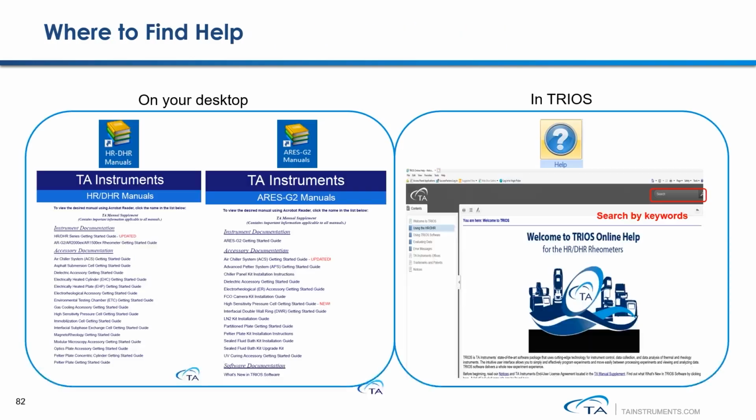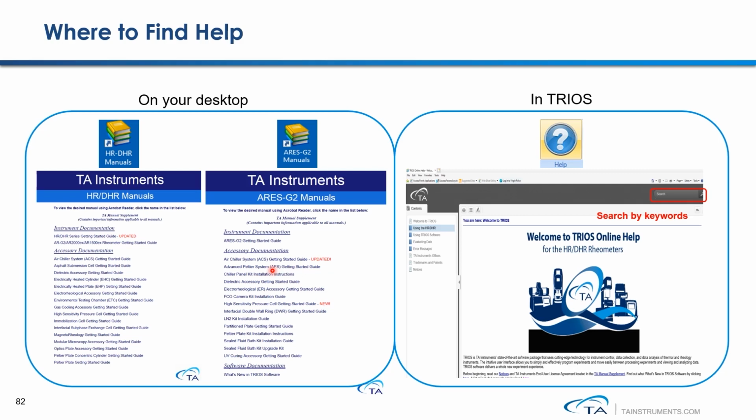Before we end today's course, I would like to show you where to find all the help documents. After you install TRIOS on your computer, you should be able to find this icon on your desktop. Double-click on this icon, and you will open this TA Instruments menu. From this menu, you can find a lot of useful information and getting started guides on how to operate the instrument and also how to use some specific accessories.